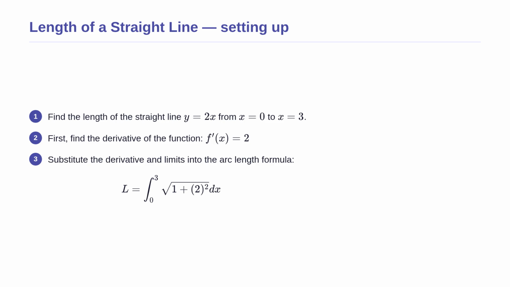Now that we have our formula, let us test it on something simple, a straight line. We want to find the length of the line y equals 2x between x equals 0 and x equals 3. We already know how to find this using basic geometry, but let us see if our calculus formula works. First, we find the derivative of our function, which is simply 2. This constant slope makes sense for a straight line. Next, we substitute this derivative into our arc length formula, setting our lower limit to 0 and our upper limit to 3.